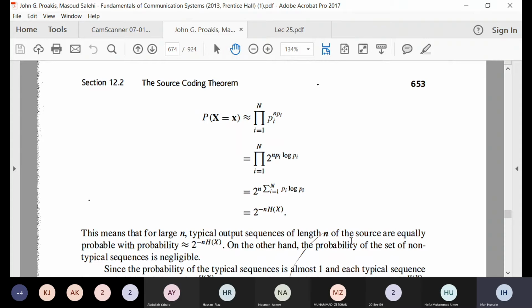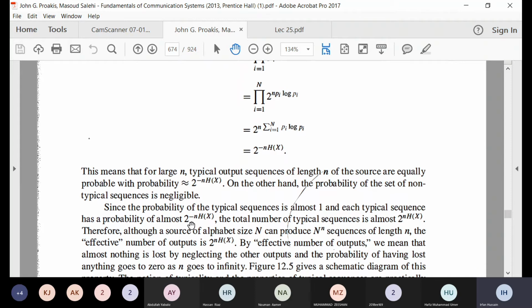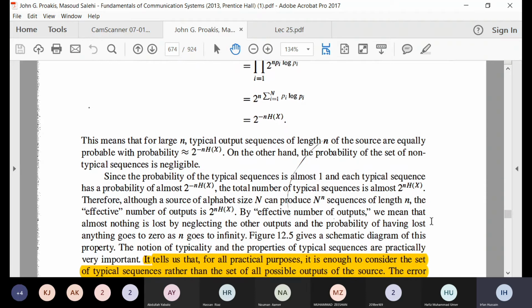So these typical sequences, when n is very large, are equiprobable, and their probabilities are 2 to the power minus n H of X. The total number of sequences will be the inverse of this, which is 2 to the power n H of X. N H of X is for a length of n; if we are observing the length of 1, the length of one symbol in terms of bits will be just H of X.